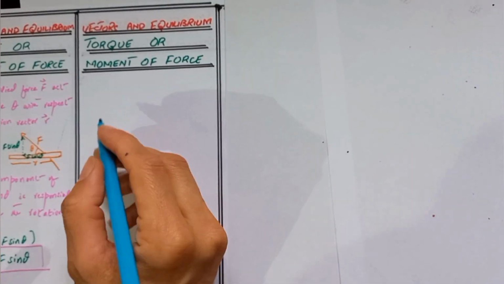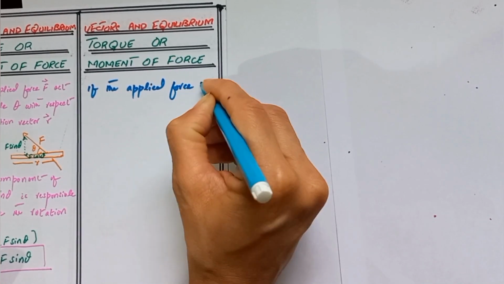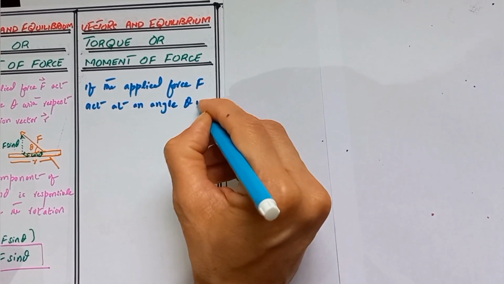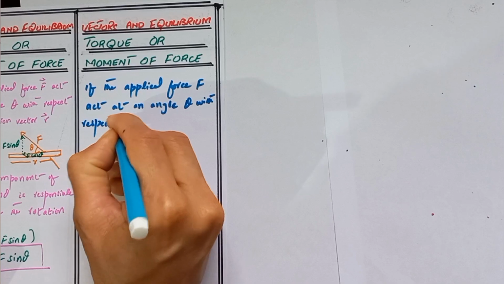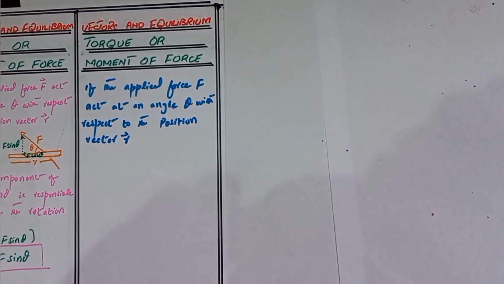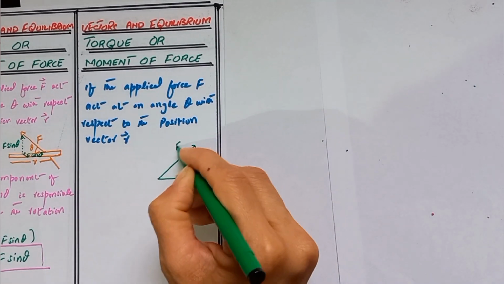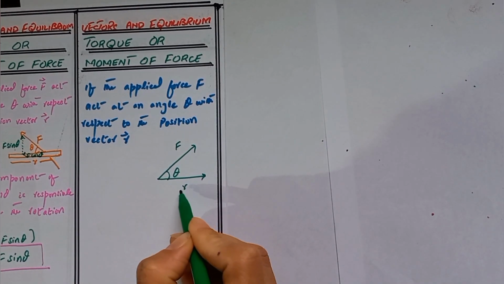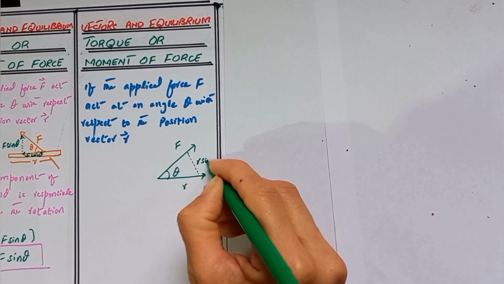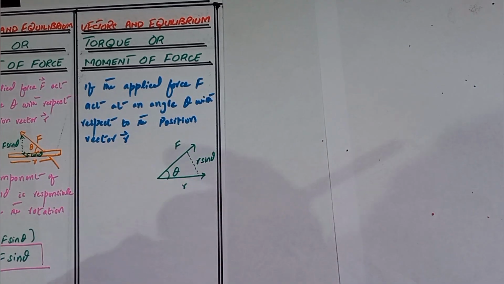Now we discuss another case. If the applied force F acts at an angle theta with respect to the position vector r, then here we take the position vector r, and let's suppose the force F is acting at an angle theta with the position vector r. Now we resolve the position vector r into two components. So the r component is r sin theta. This component r sin theta is responsible to rotate the body.